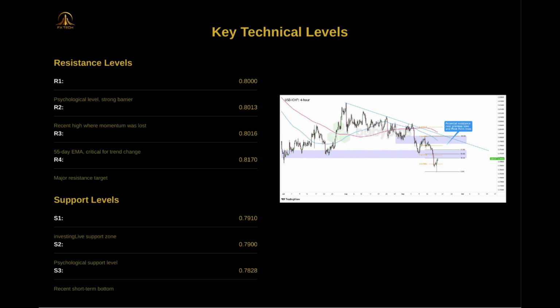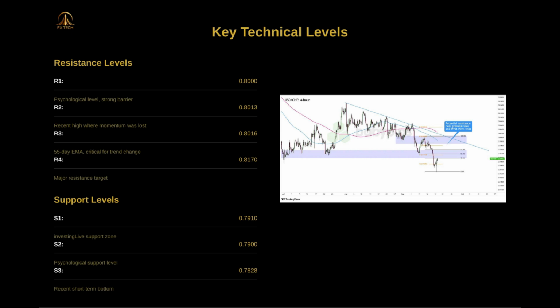On the resistance side, we have four important barriers. R1 at 0.8, a strong psychological level. R2 at 0.8013, the recent high where upward momentum stalled. R3 at 0.8016, the 55-day EMA that's critical for confirming a trend change. And R4 at 0.817, a major resistance target.